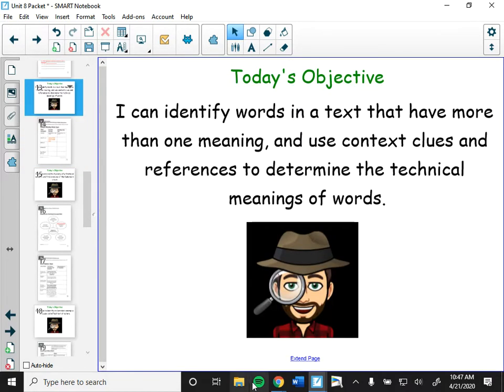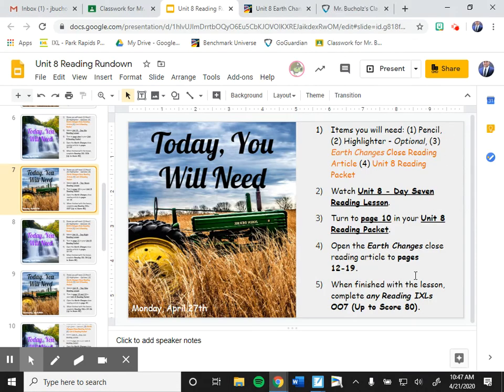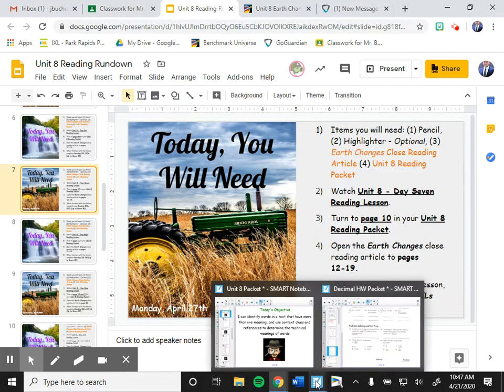Then you're going to open your Earth Changes article to page 12 through 19. So we're using the volcanoes reading once again. And after we're done with our lesson, you need to complete any reading or IXL 007. Okay, but let's start our lesson here today.